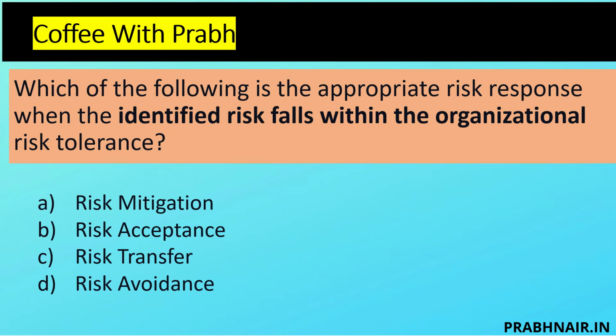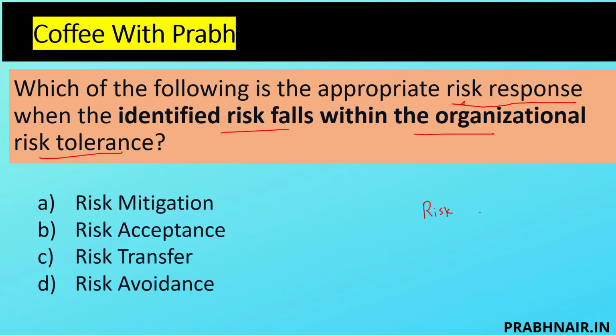Okay, so next question: which of the following is the appropriate risk response? Here the keyword is risk response, when an identified risk falls within the organization's risk tolerance. When we're talking about any risk functions, we have three things. One is basically called risk. Let me change the color.